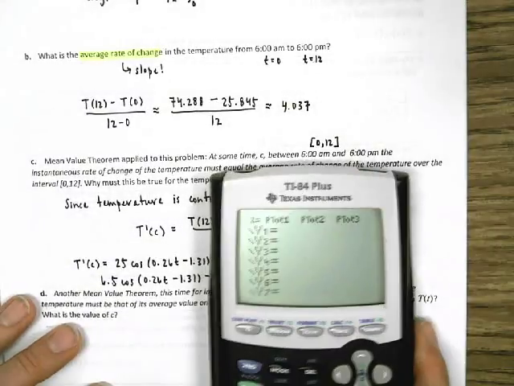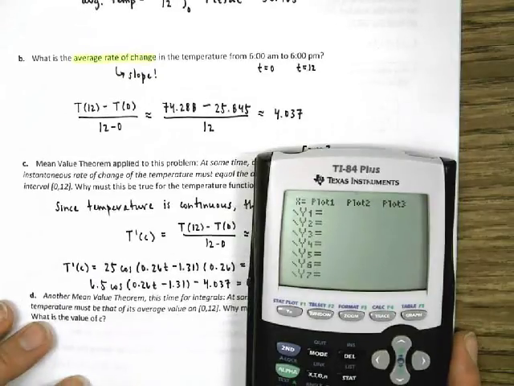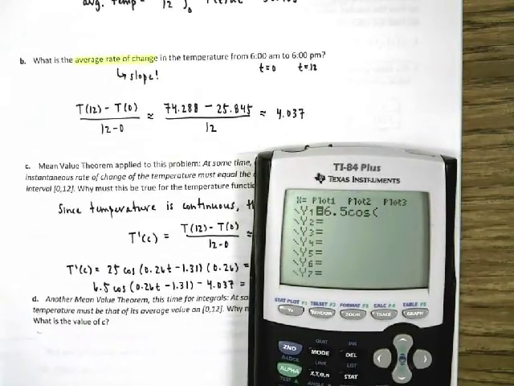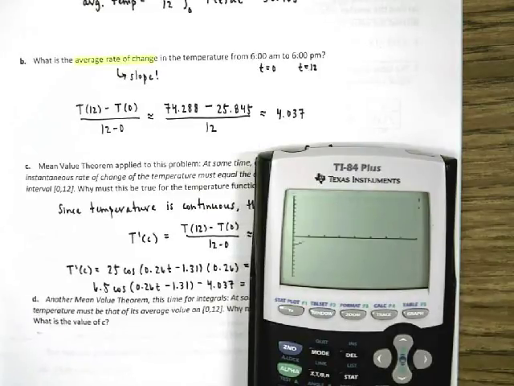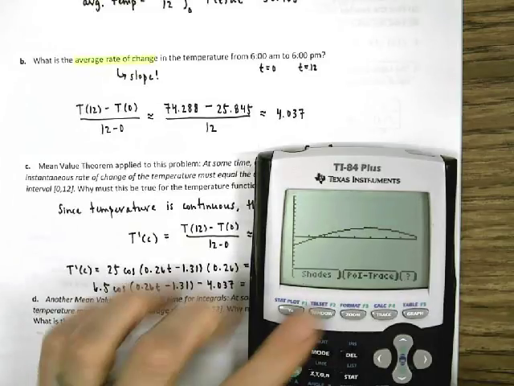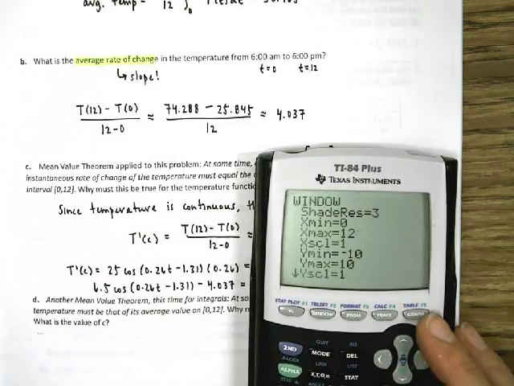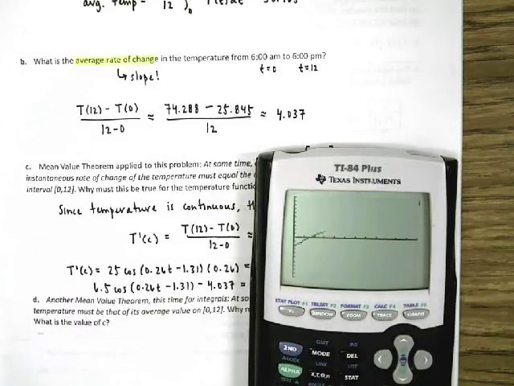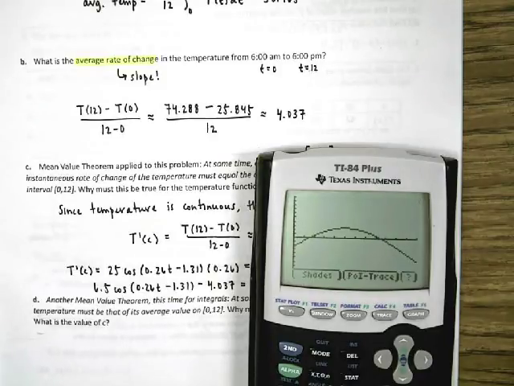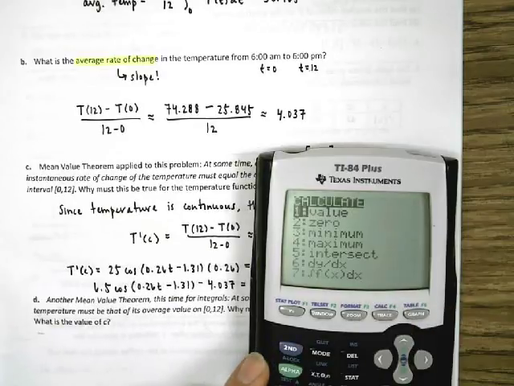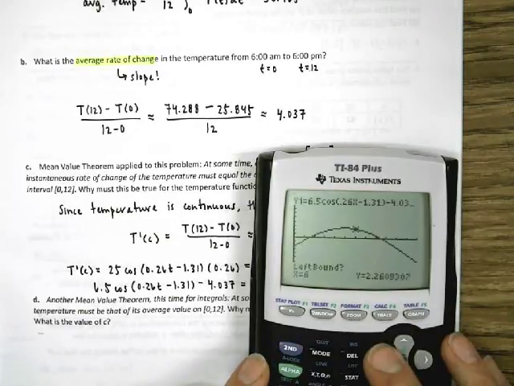And obviously, we're going to use our calculator to do that. So I'm going to go to my y equals, and I'm going to type all of this in. So 6.5 times the cosine of 0.26x minus 1.31, and then we're going to subtract 4.037. I'm going to graph it. I'll likely have to change my window here. We know our window, we're looking from 0 to 12. All right, so I can see I have 2 intersection points. We're going to use our second trace there to calculate the 0.